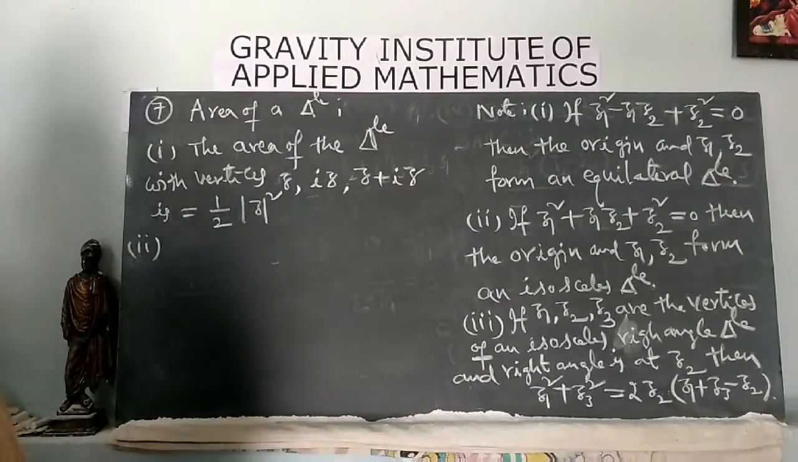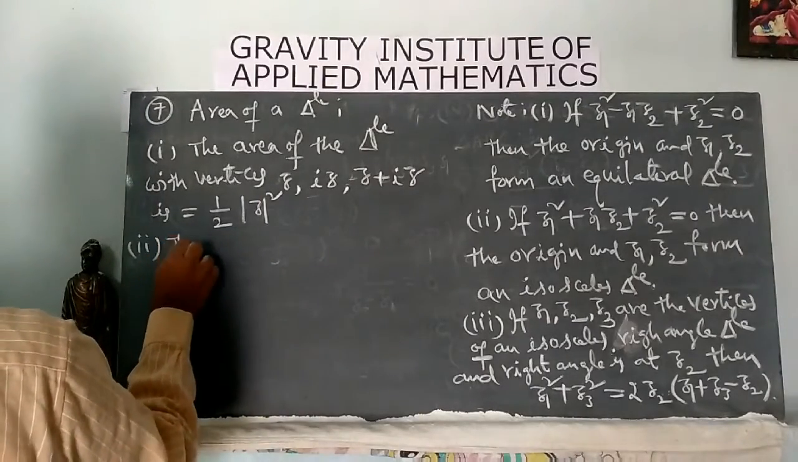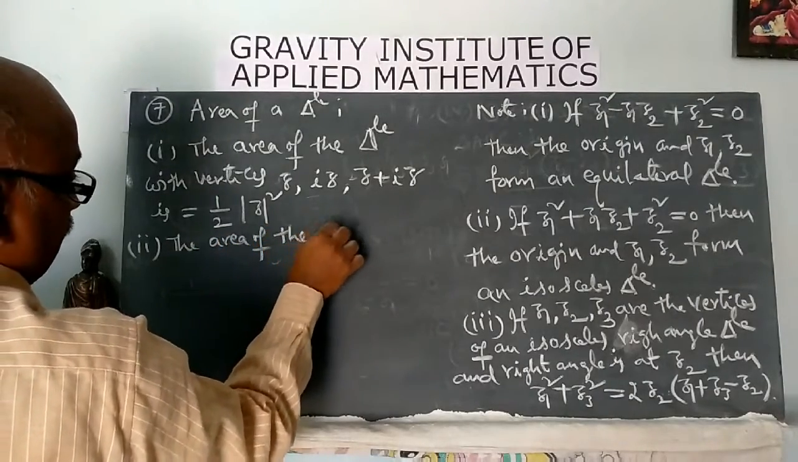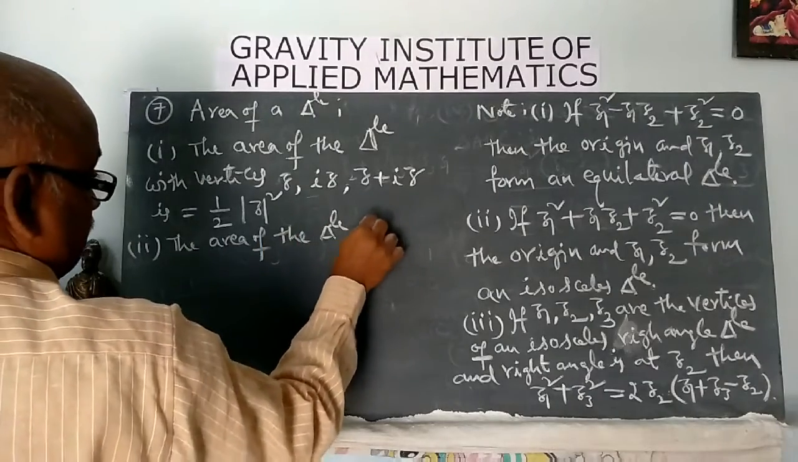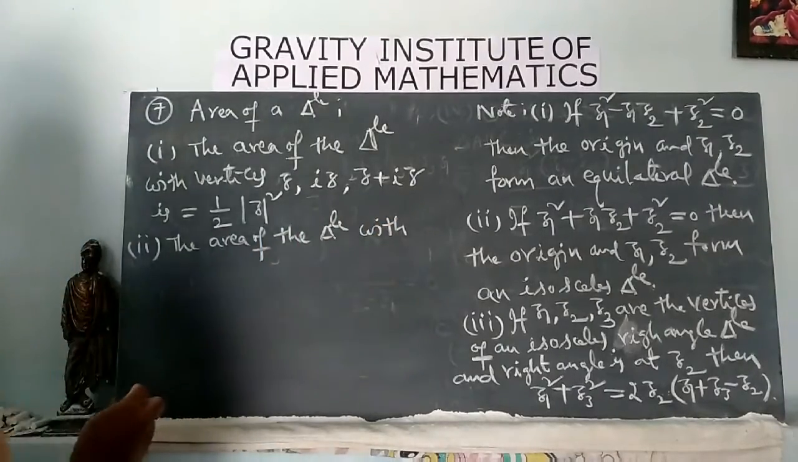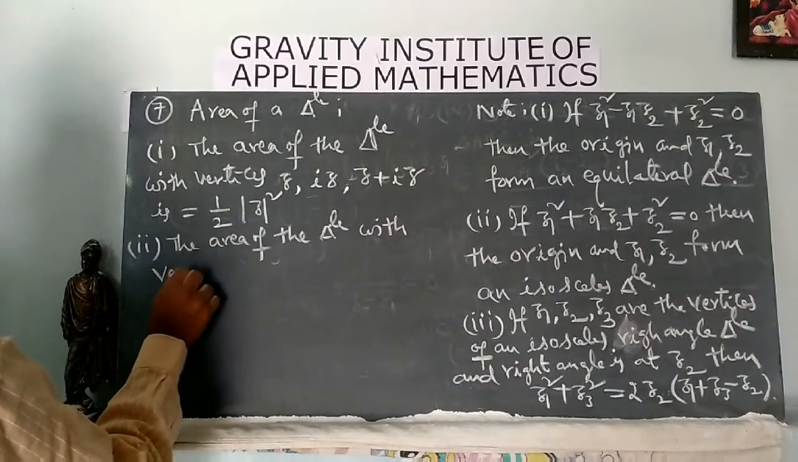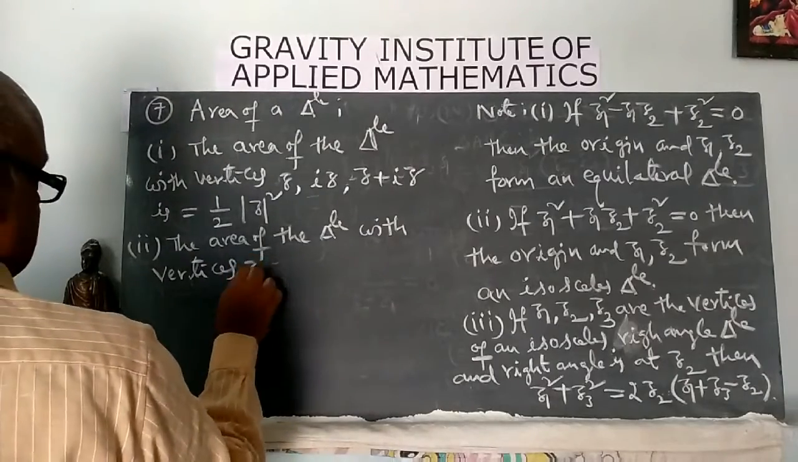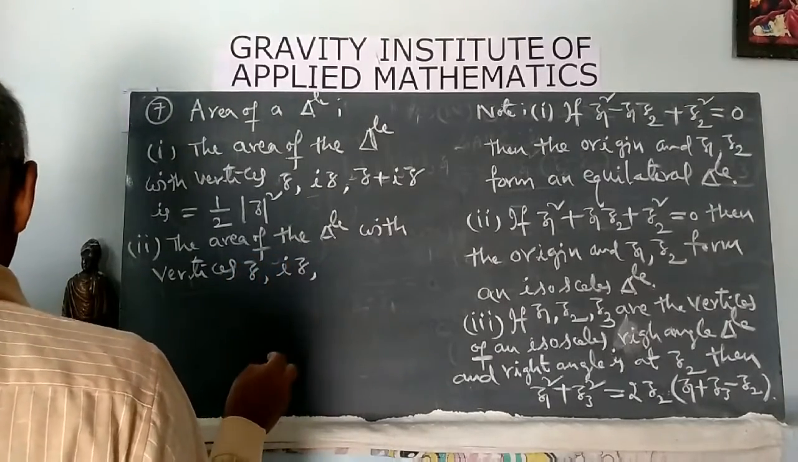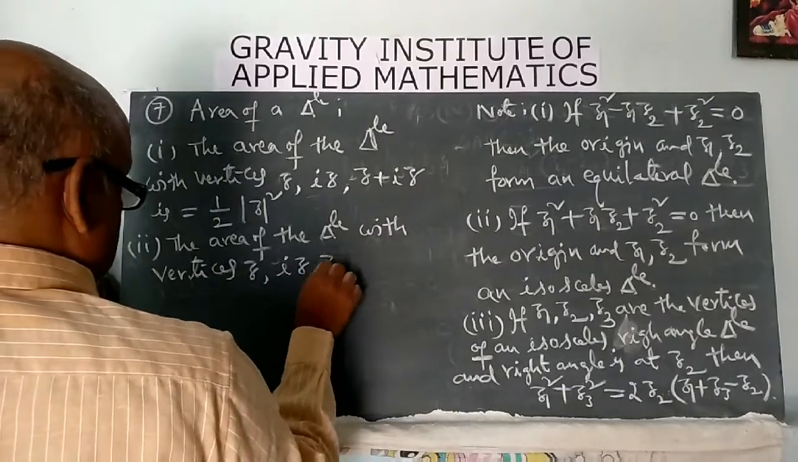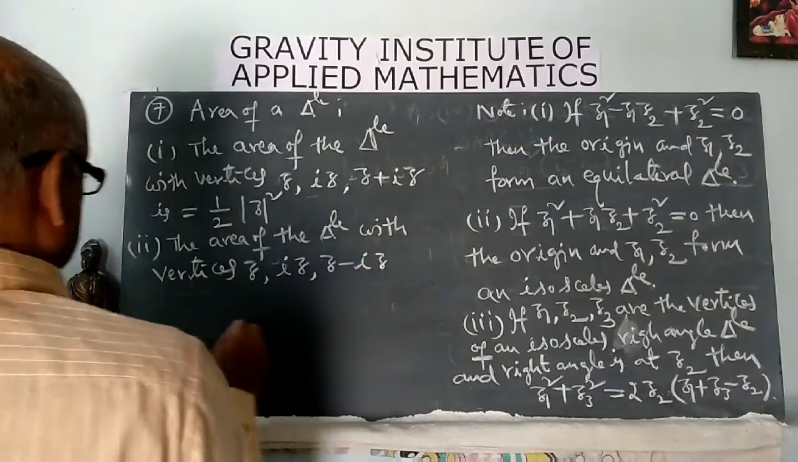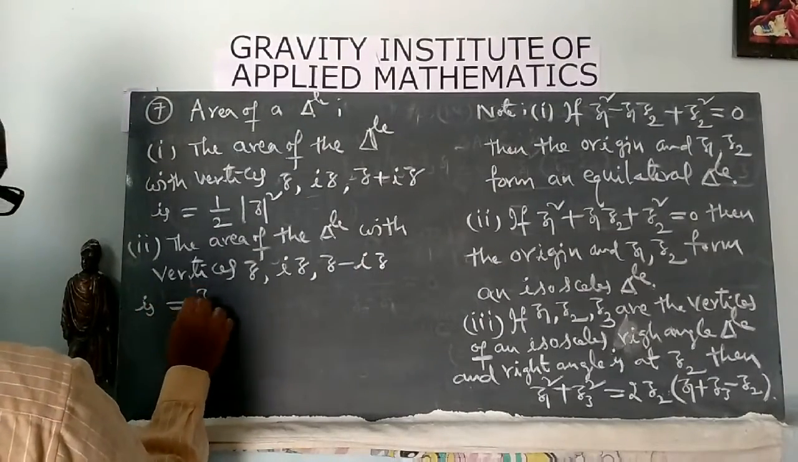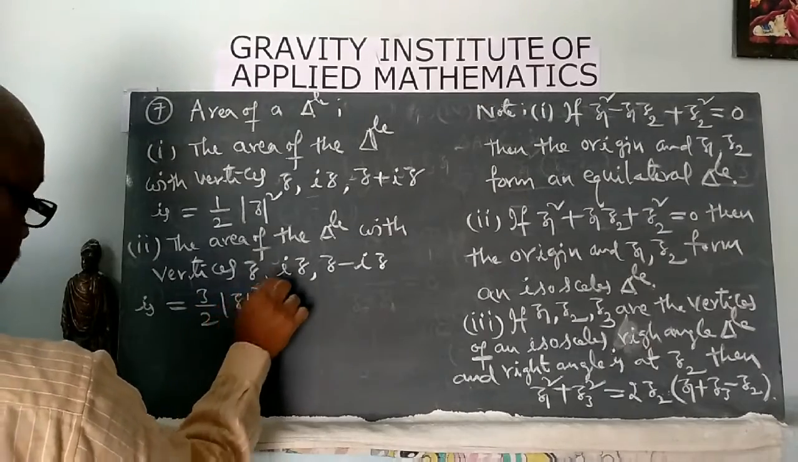Second subpoint. The area of the triangle with vertices z, iz, z minus iz is given by 3/2 mod z square.